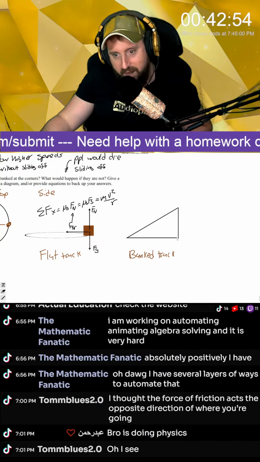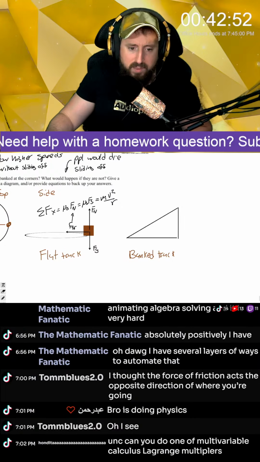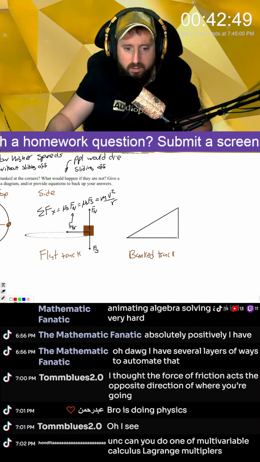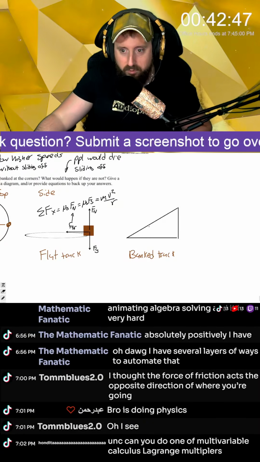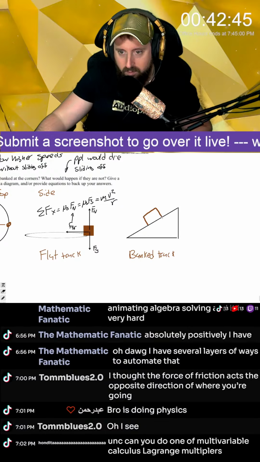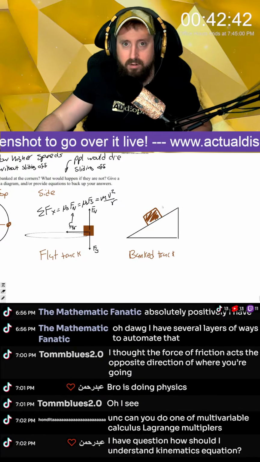Okay, but if it's on a banked track, so this is interesting. So in this case, it was on a roller. Yeah, it was a roller coaster. Yeah. You have the same box here.